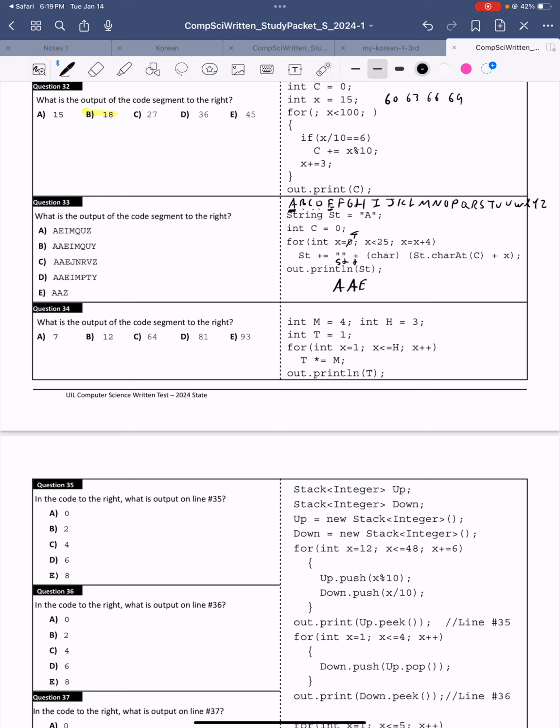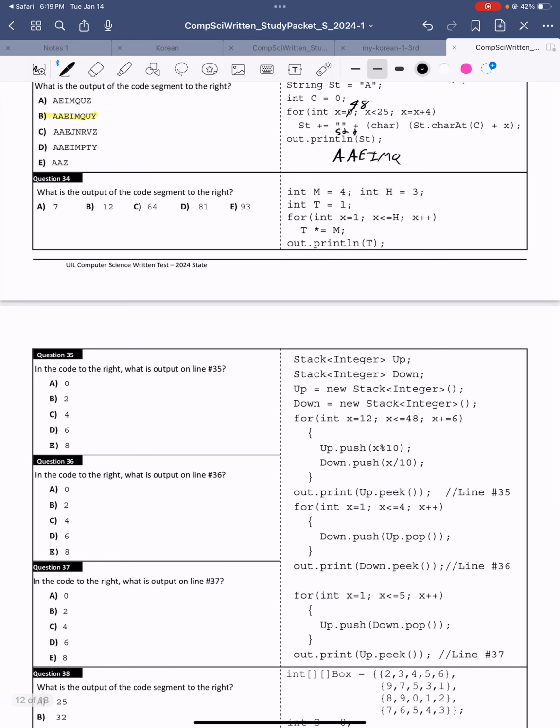And then we're going to increase this by 8. So basically we're going to go E, and then we're going to add 4 again. So 1, 2, 3, 4 is I. And then 1, 2, 3, 4 is M. So A, E, I, M. 1, 2, 3, 4, Q. A, E, I, M, Q. So the answer is B. Yup. Easy.